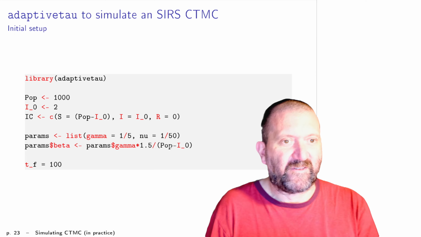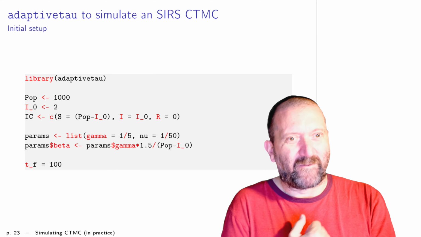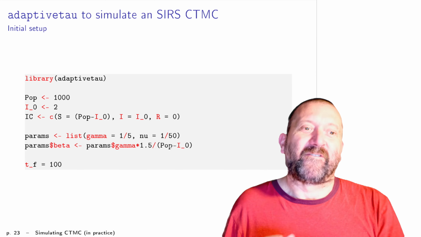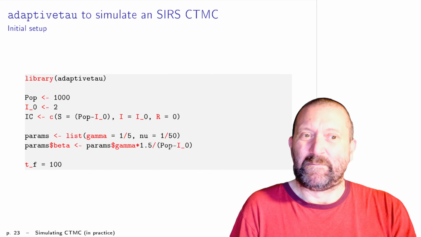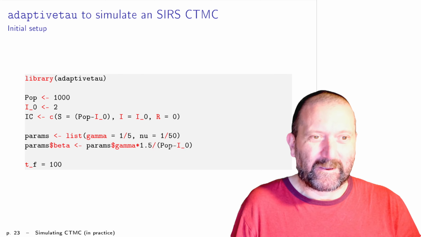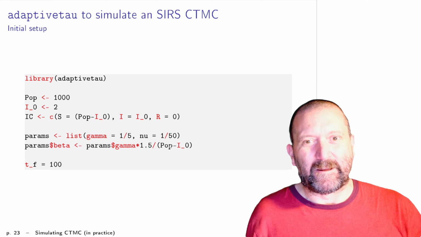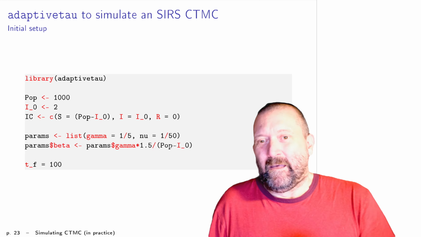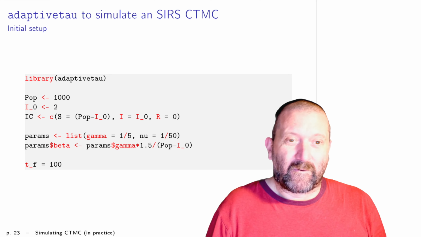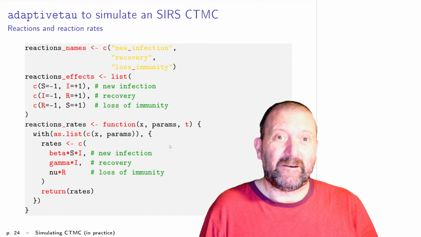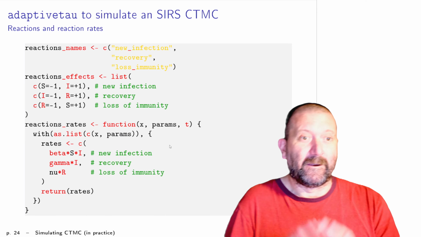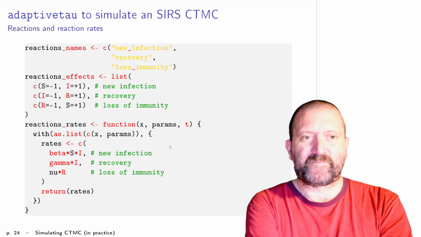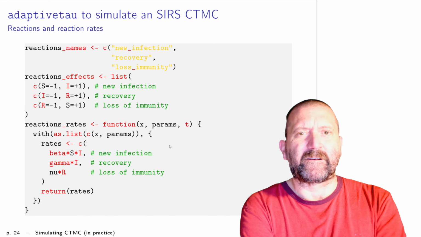Okay, this is what I do. This way I know what to expect about the model. It's going to go to an endemic equilibrium. If I look at the corresponding ODE, it will go to an endemic equilibrium, and that's it. I'm going to take a final time of 100 days, and this is how to do it in adaptivetau. As I said, Gillespie SSA2 would be slightly different.